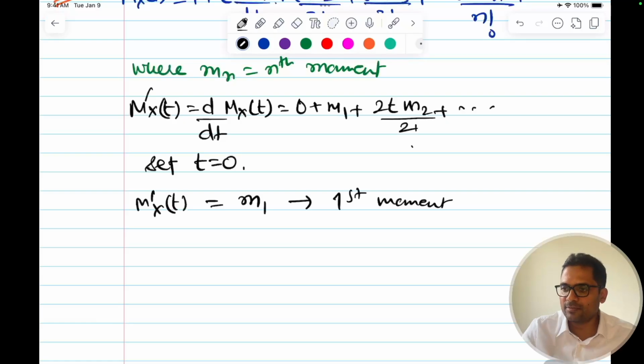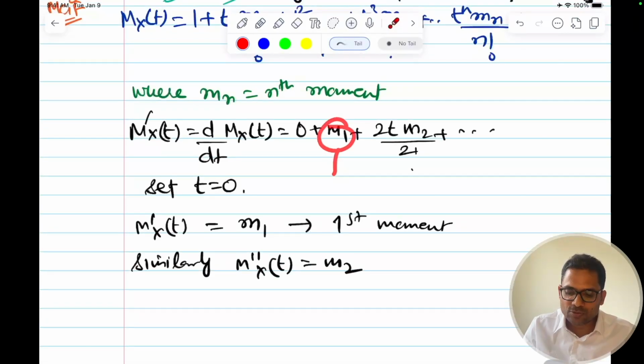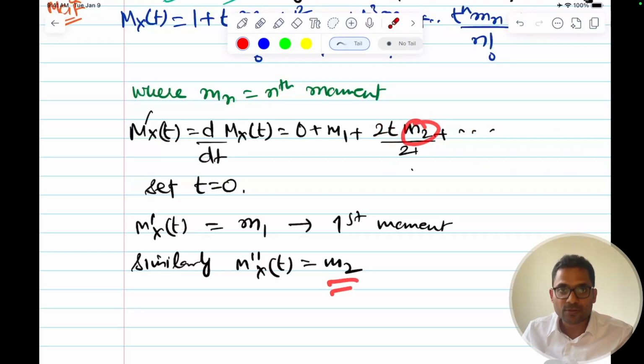Similarly, M double dash X of t will give me m2, because again this has no t term. This will become constant. These two terms go, and this t will also go, because after differentiating, 2 will remain. Only m2 will hold, and the rest of the terms will have t in them. We set t equal to 0, so these are gone. So my second moment will remain. This is my m2, and so on. You can just keep on going.